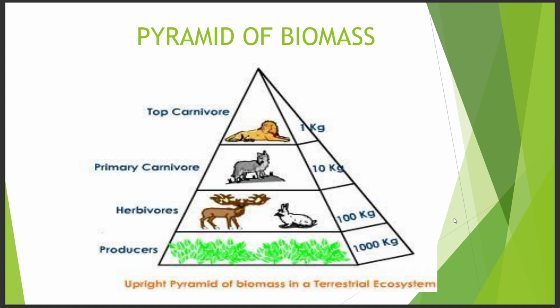Next is the pyramid of biomass. This represents the total standing crop biomass at each trophic level. It is expressed as gram per unit area or kilocalorie per unit area. There are two types of pyramid of biomass, one is upright and one is inverted. In the upright pyramid of biomass, the biomass of the producers is maximum, and it decreases at the higher levels. Most ecosystems on earth represent the upright pyramid of biomass.